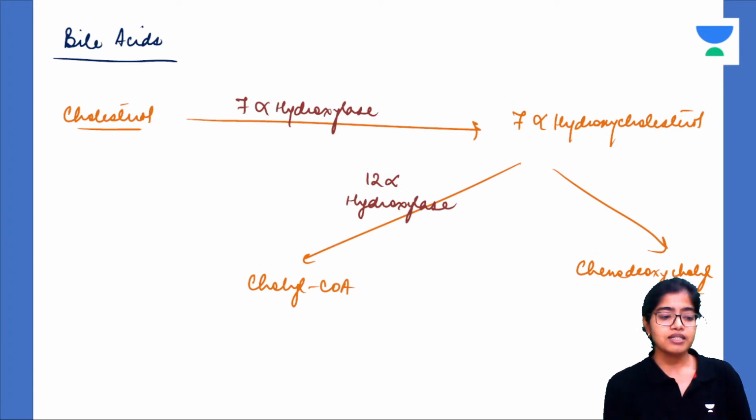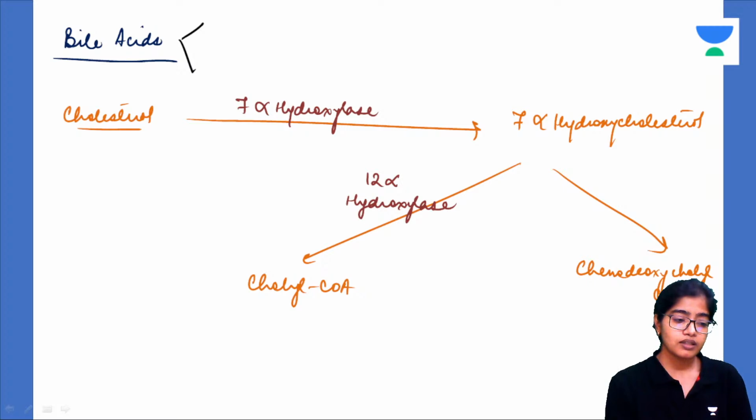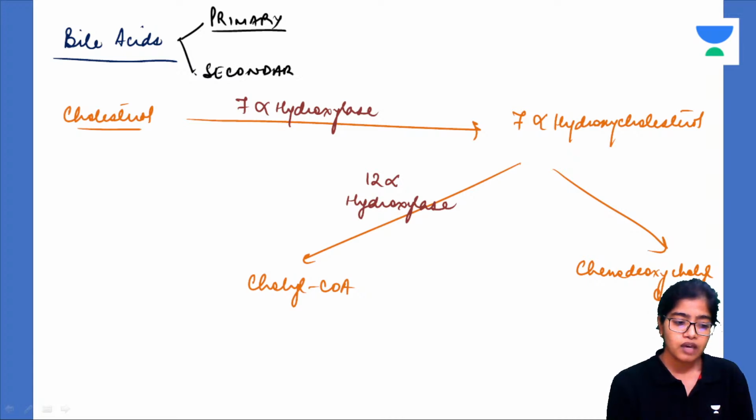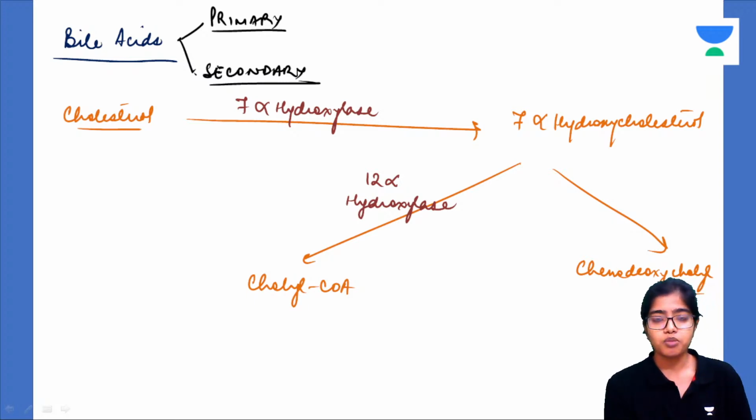Now we'll come to bile acids. There are 2 types of bile acids. A general classification: primary and secondary. Primary are those that are formed from cholesterol, and secondary are those that are formed from primary. The secondary bile acids will be formed by the action of bacteria in the small intestine on the primary bile acids. What are the different reactions that the bacteria make the primary bile acids undergo?